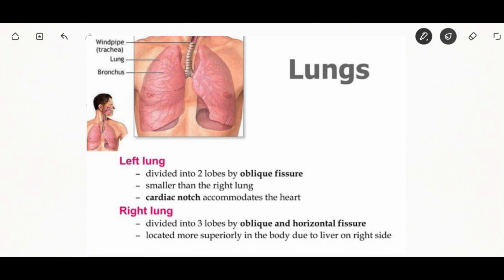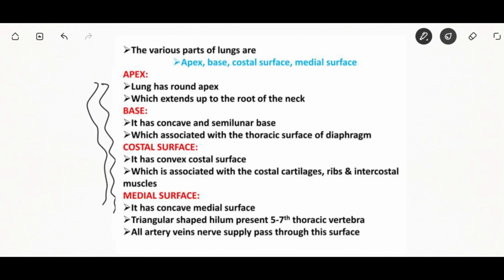The various parts of the lungs are the apex, base, costal surface and medial surface. The lung has a round apex that extends up to the root of the neck. It has a base that is concave and associated with the thoracic surface of the diaphragm. The costal surface is convex and is associated with costal cartilage, ribs and intercostal muscle. It has a medial surface that is concave. The triangular-shaped hilum is present at the fifth to seventh thoracic vertebra.